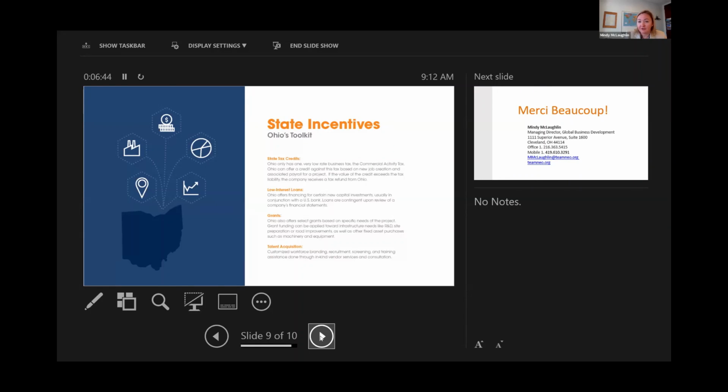We have the ability to offer low interest loans for fixed asset investments. We have the ability to offer grants for workforce training, fixed asset investments, and R&D investments. And lastly, we do have a particular program to help with talent acquisition. So getting that first operation or even second operation in the United States started up is certainly a way we can help through an in-kind grant.